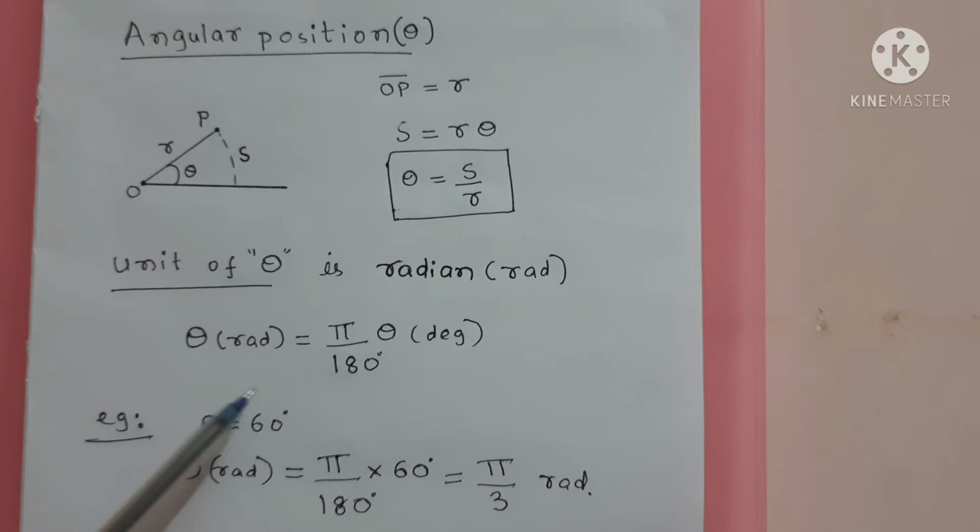Example, theta equals 60 degrees. I want to convert it into radians. How? Pi by 180 into 60, that is pi by 3 radian. So 60 degrees equals pi by 3 radian. Okay.